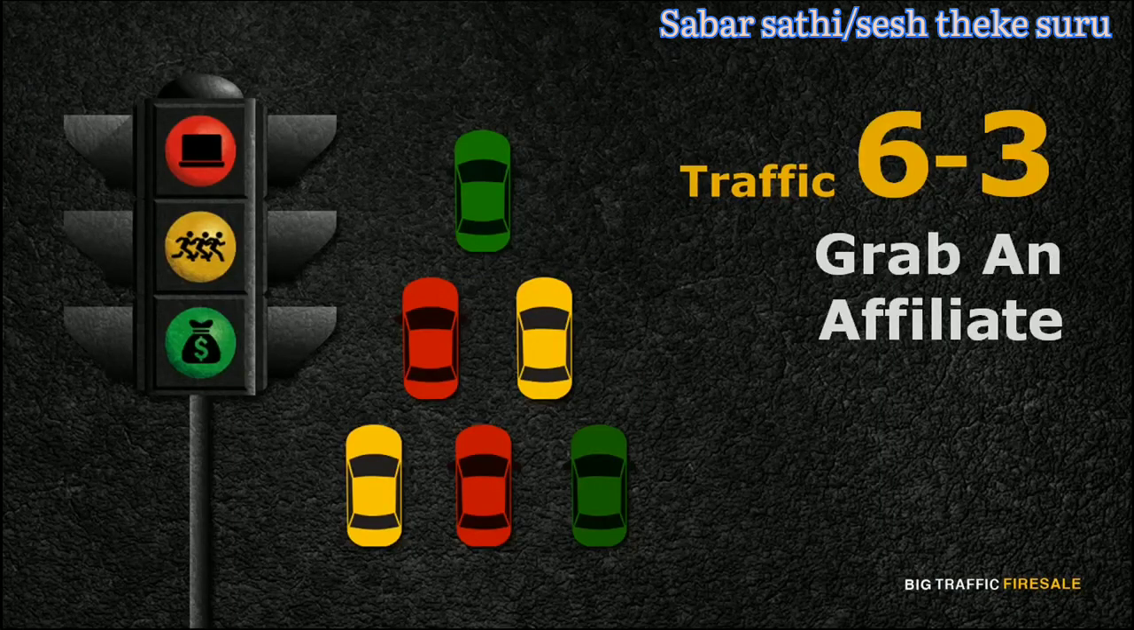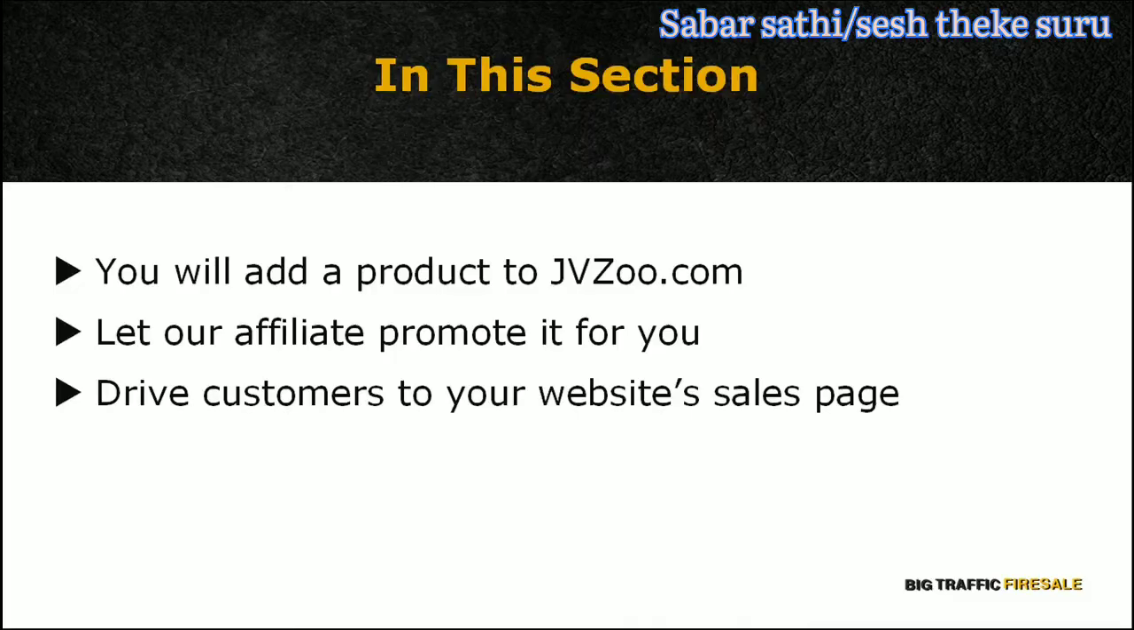It's time for you to publish your product to the affiliate. So you've set up your payment profile and added necessary information to your account in jvzoo.com. Great! Time to add a product and let your affiliate promote it for you. At the same time, you'll drive customers to your website's sales page.